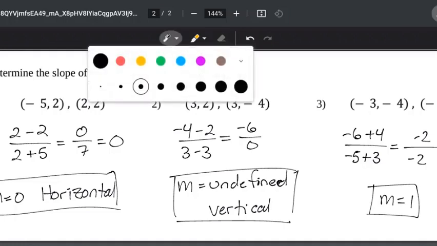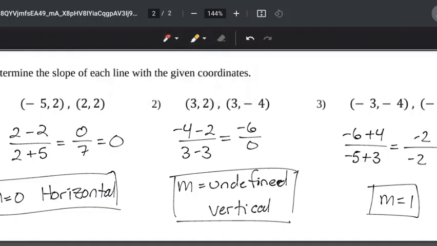One thing to take note of, if you remember this: if our y values are the same, then we will get 0 on top, in the numerator, every single time. And if our x values are the same, then we will get 0 on the bottom, because 3 minus 3 will equal 0. So just keep that in mind.